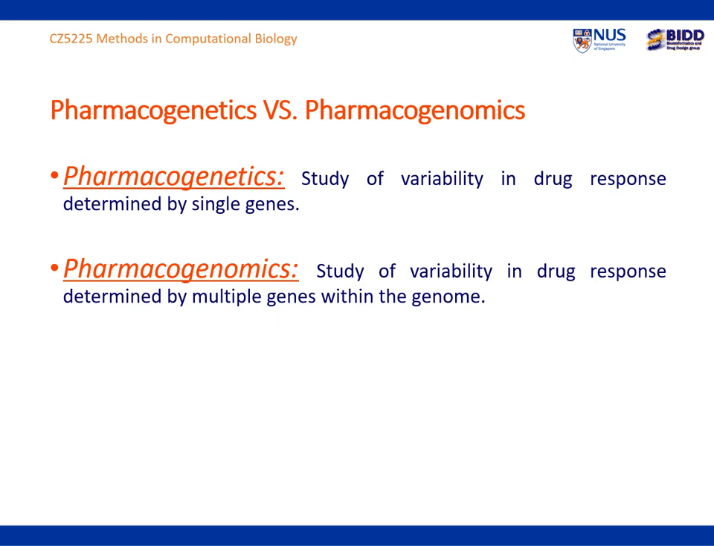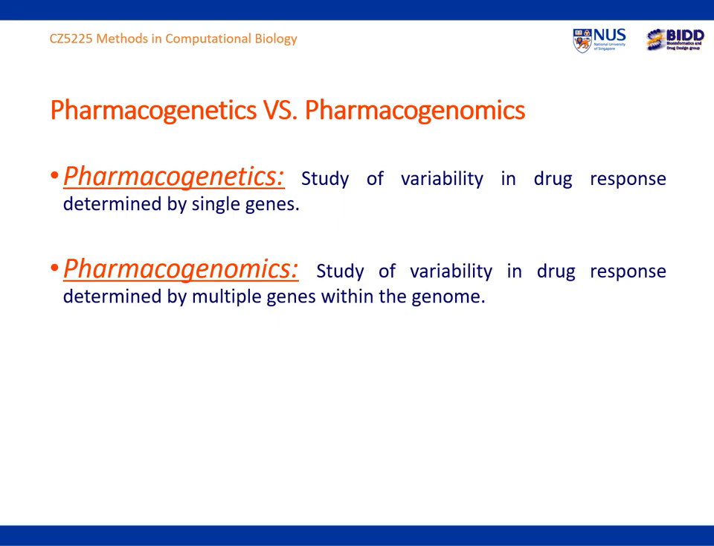This term pharmacogenomics actually comes from two words. One is pharmacology, that is the science of drugs, and the other term is genomics, that is the study of genes and their function. Thus, the intersection of pharmacology and genetics is pharmacogenomics.